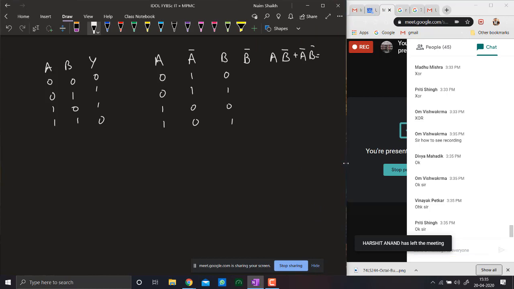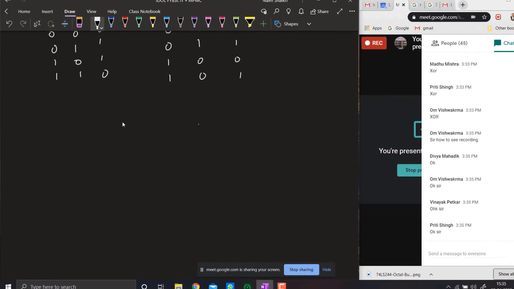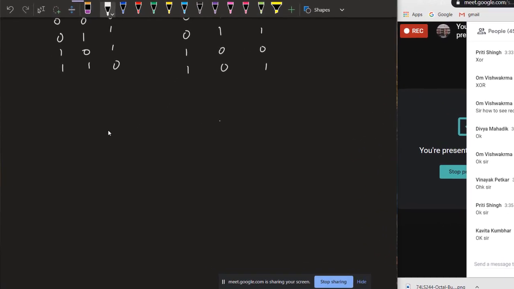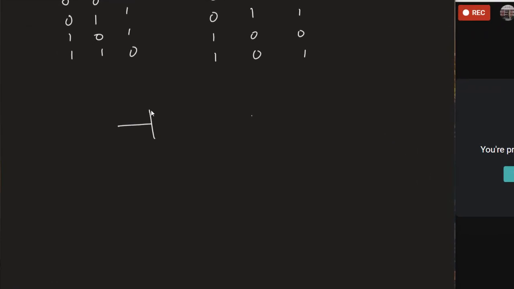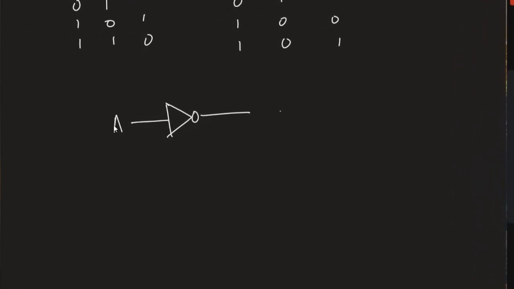Okay, now the most important one, which might not have been taught to you, apart from this. This thing you already know. Let me know which gate it is. If the input is A, what will be the output? Yes, this is not a gate, Siddharth. Correct. So if A is the input, the output will be A complement. Correct. Tell me what will this gate be.